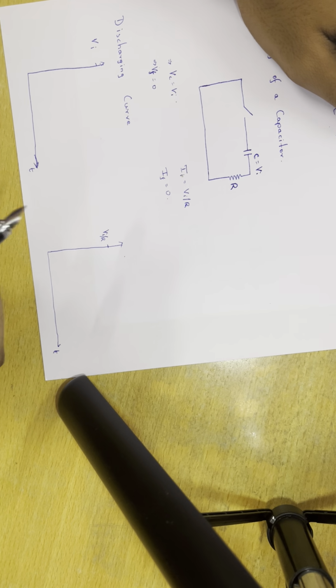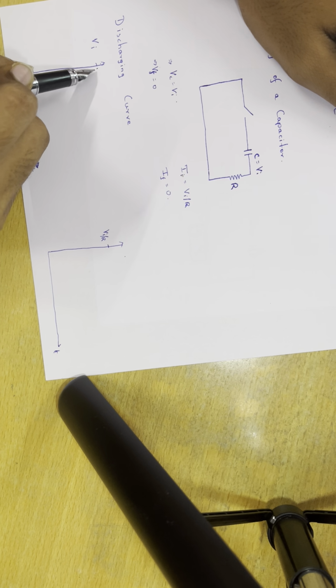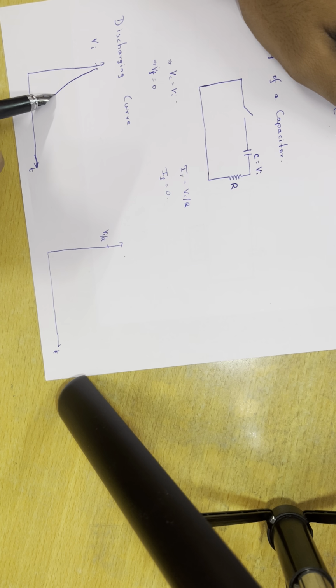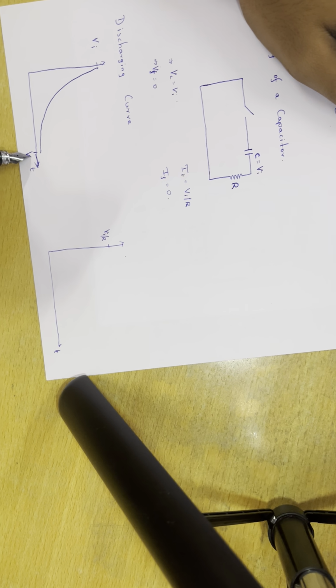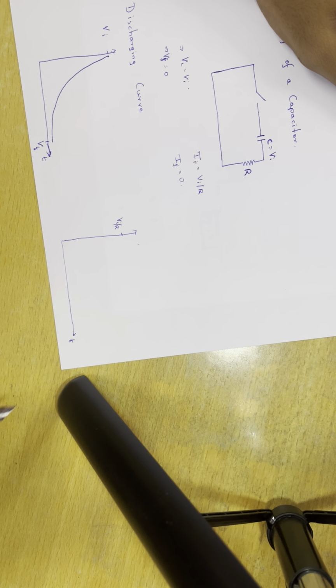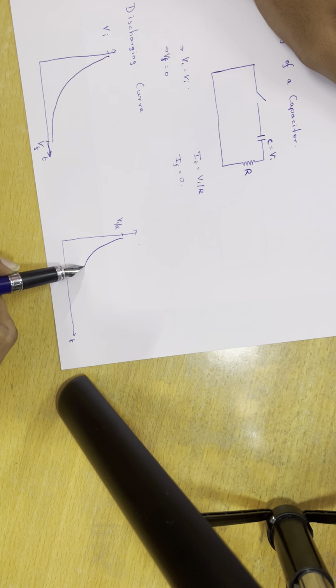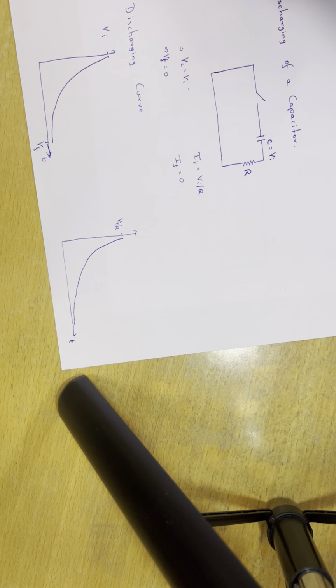So we will get the graph like this. This is the initial voltage, at the highest point, and finally we will get 0 here. This is the final voltage, and here the initial current is the same, and the final will be 0 here. Both will be decreasing curves.